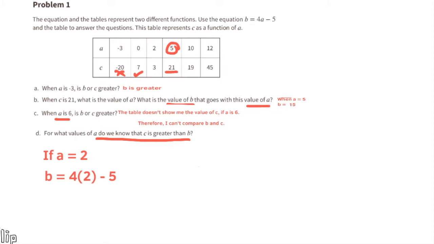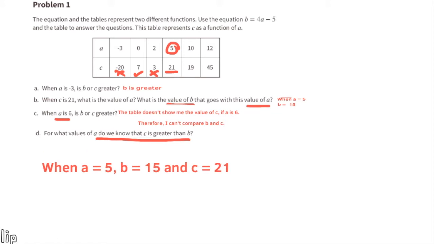Let's look at this next one. When a is 2, 4 times 2 is 8. 8 minus 5 is 3. When a is 2, c is worth 3, and b is also worth 3. So in this case, they're equal, and c is not greater than b. Let's look at the next one. When a is 5, 4 times 5 is 20. 20 minus 5 is 15. When a is 5, b is 15, and c equals 21. Therefore, c is greater than b when a is 5.